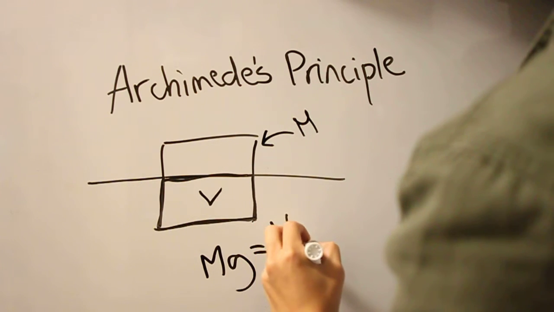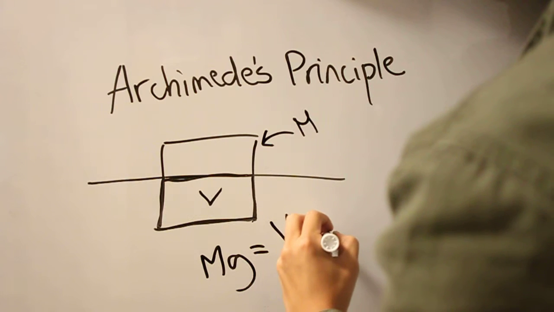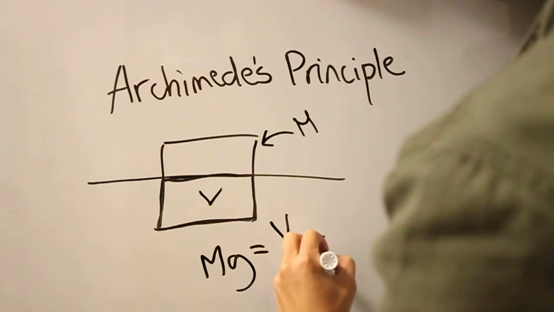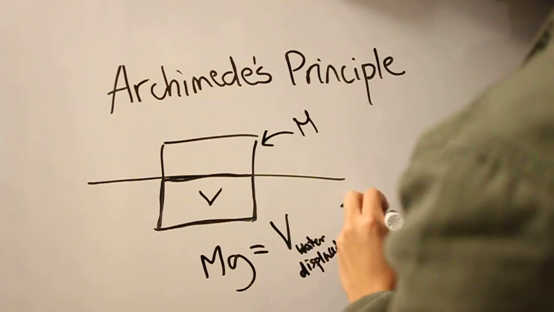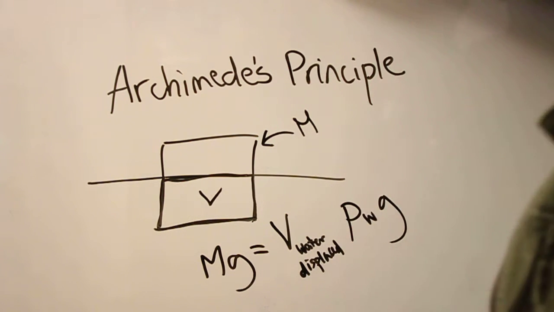the volume of water displaced times the density of water times g. So let's think of this conceptually.